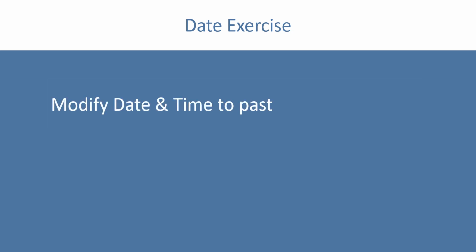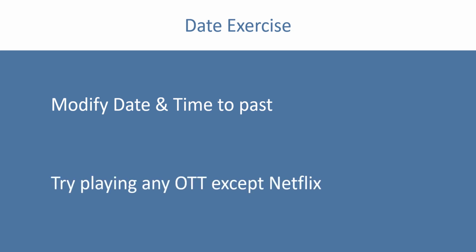Let's look at an interesting exercise. What you have to do is find an Android TV and modify the date and time to a past date. Maybe 1 week less than today or 1 month less than today. And try playing any OTT applications or applications like YouTube, YouTube Music, Prime Video, Crunchyroll, all these applications. Except Netflix.